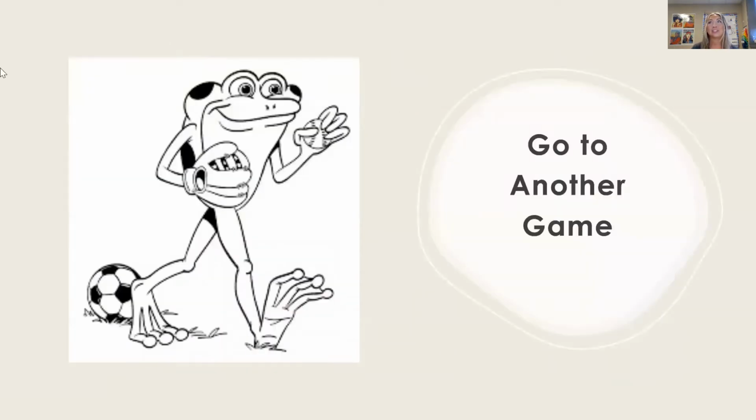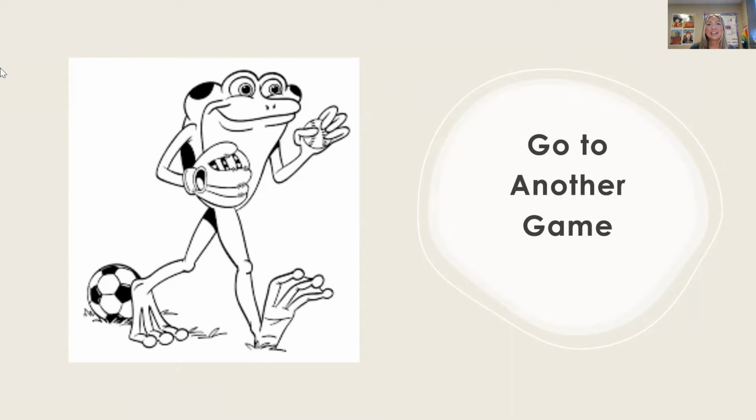Okay, our next strategy, the new one that we didn't learn about yet, is go to another game. So think about all the different games that we have at recess. And maybe there's some that you usually play at recess or at home. Maybe there's some that you play the same game every day. So can you think of a time when your favorite game wasn't as much fun because somebody was cheating or because the rules kept on changing?